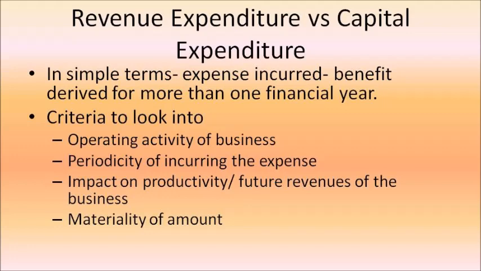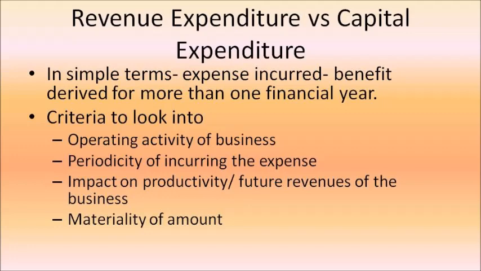So in most cases, all material amounts tend to be a capital expenditure, so it is the materiality. If it is below the material amount which is decided by the management, in such cases they will be written off in the profit and loss account, which means that those will be a revenue expenditure.